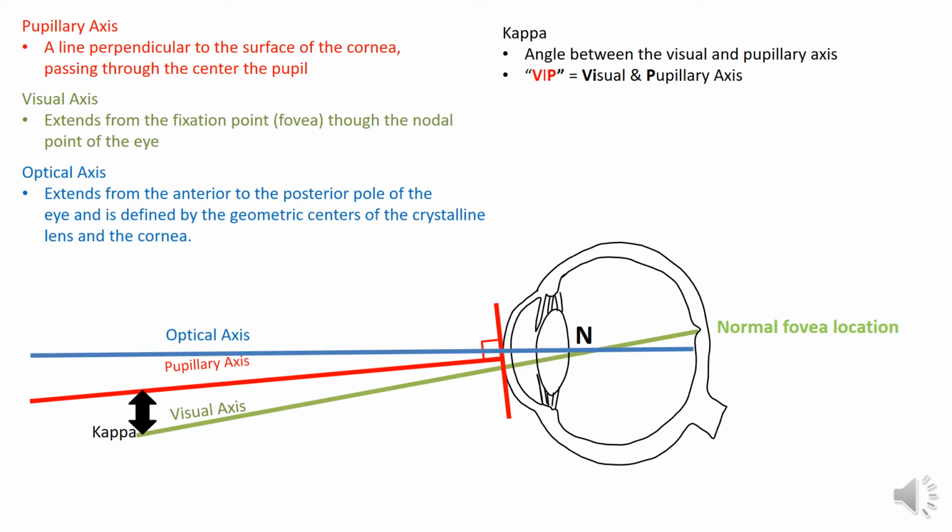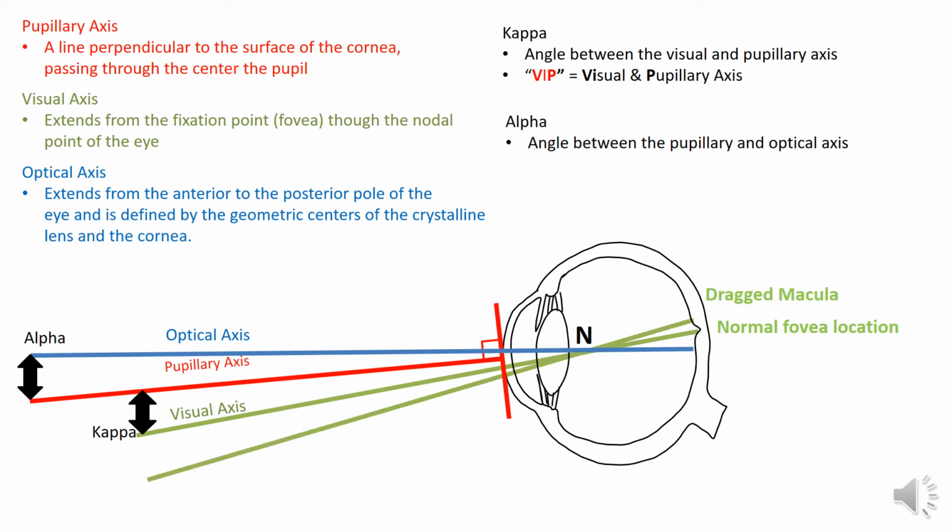The optical axis of the eye extends from the anterior to posterior pole of the eye and is defined by the geometric centers of the crystalline lens and cornea. Here we see the angle alpha, which is made up of the pupillary and optical axis.